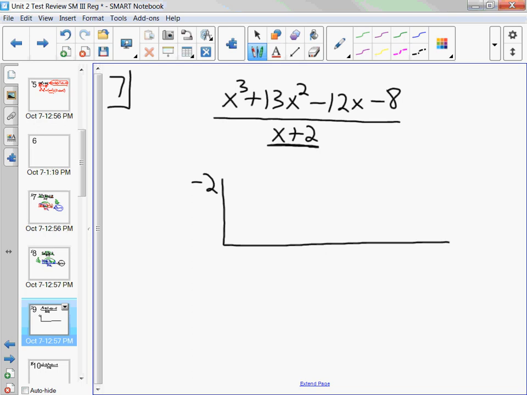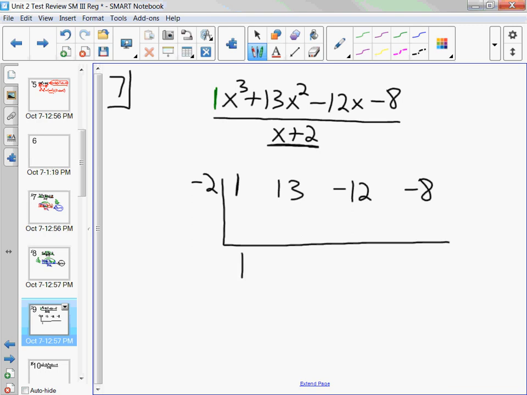I have 1 right here, even though we don't see a 1. My coefficient is 1. So when I list them, this number right here is going to be 1. Then I list the next coefficient for x squared, which is 13. The next coefficient for the x term is negative 12. And the last one is a constant, negative 8.